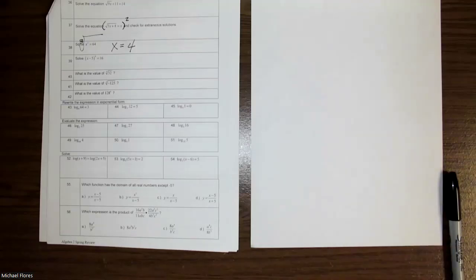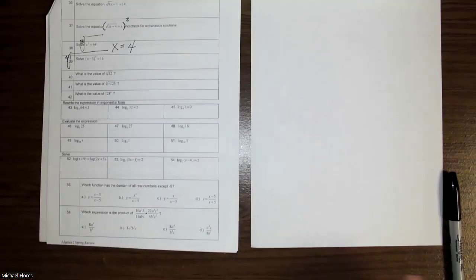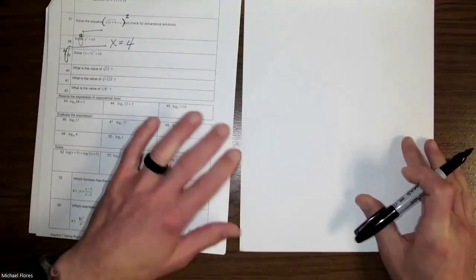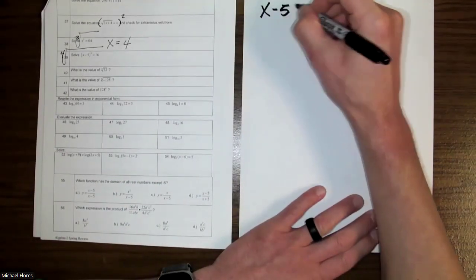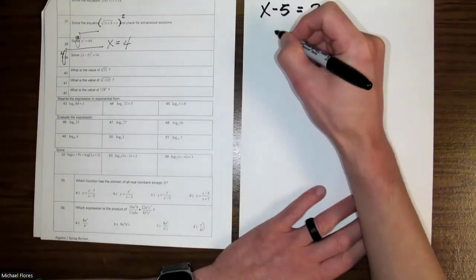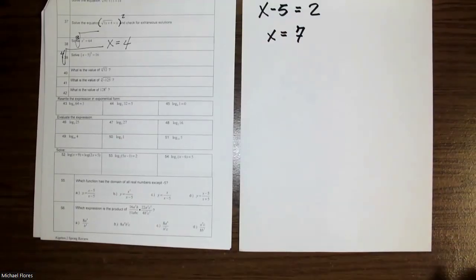Example 39. So that one there, you're going to have to take the 4th root of both sides of the equation. Now that would leave us with x minus 5 equals the 4th root of 16, which is 2. Now add over the 5. x equals 7.